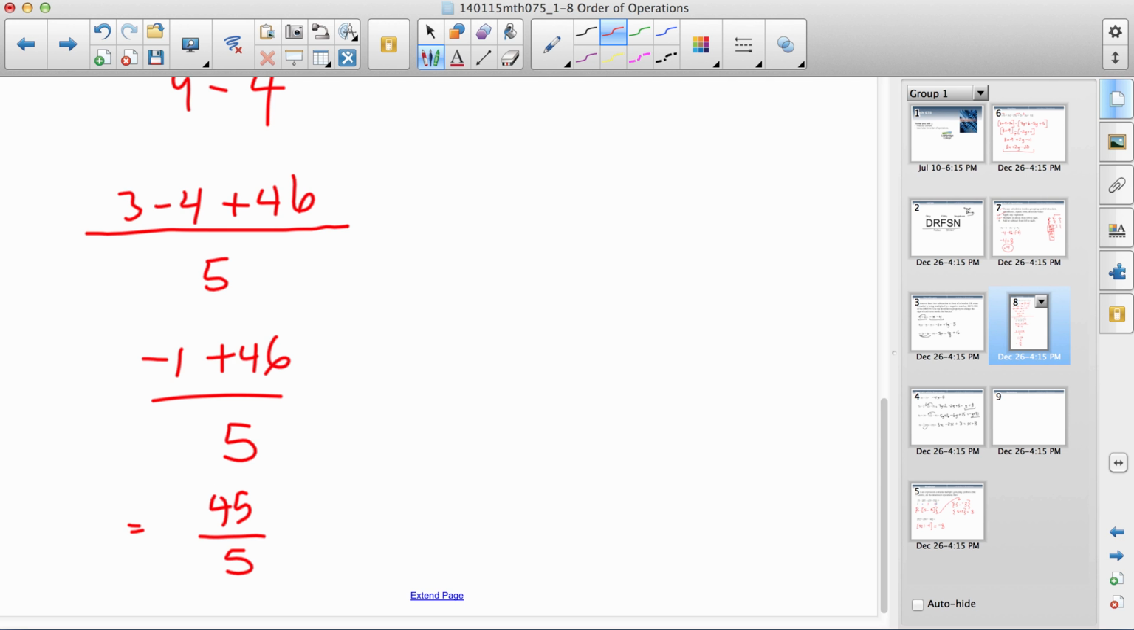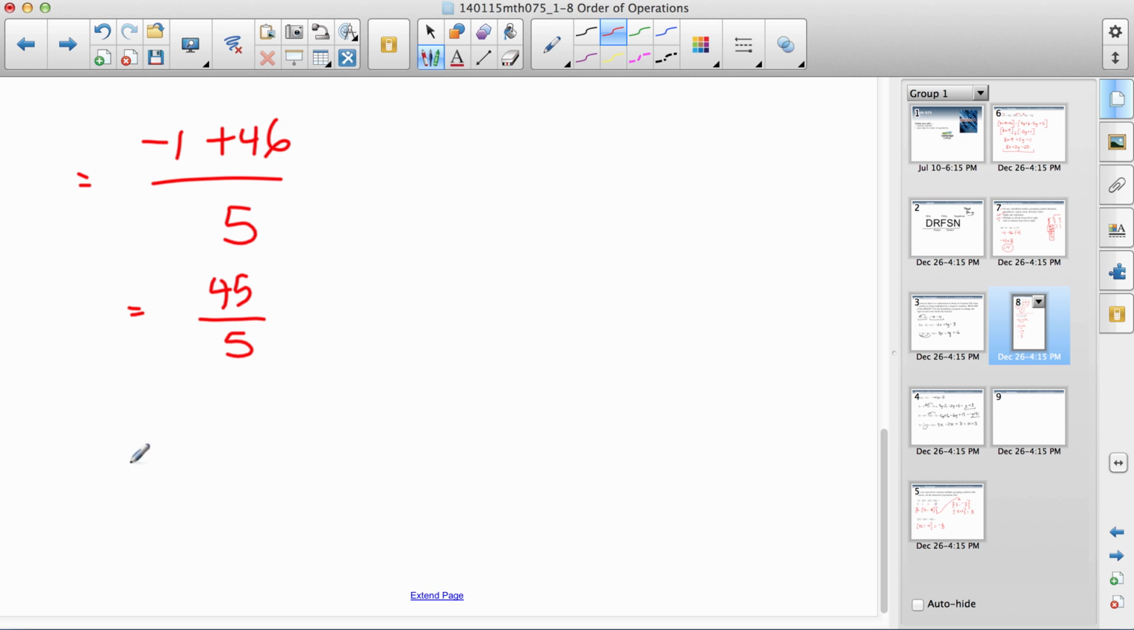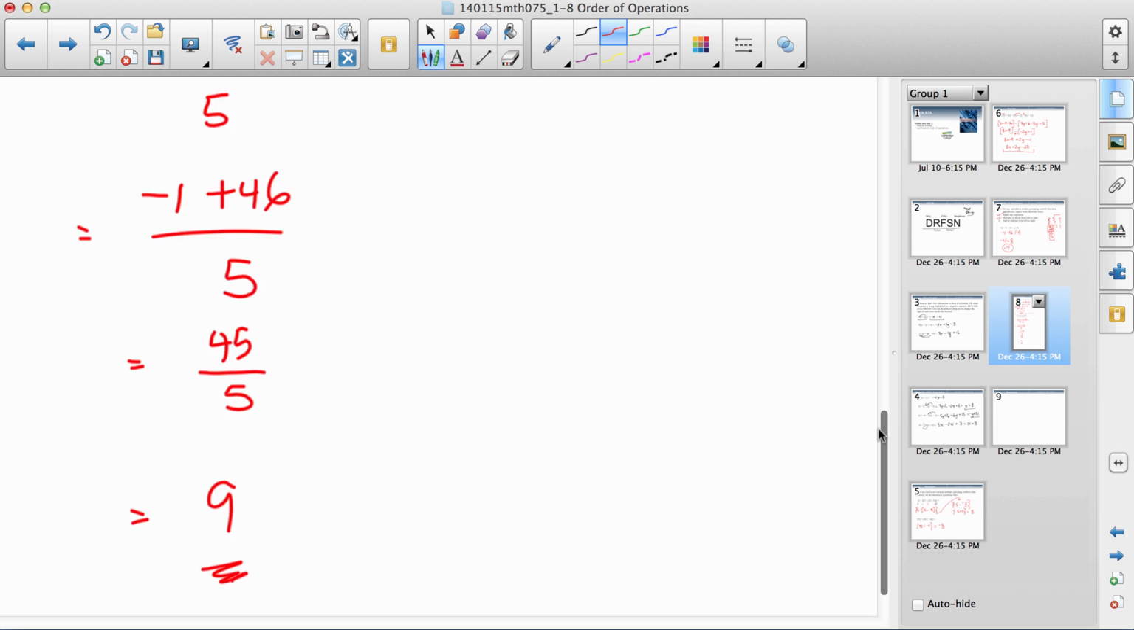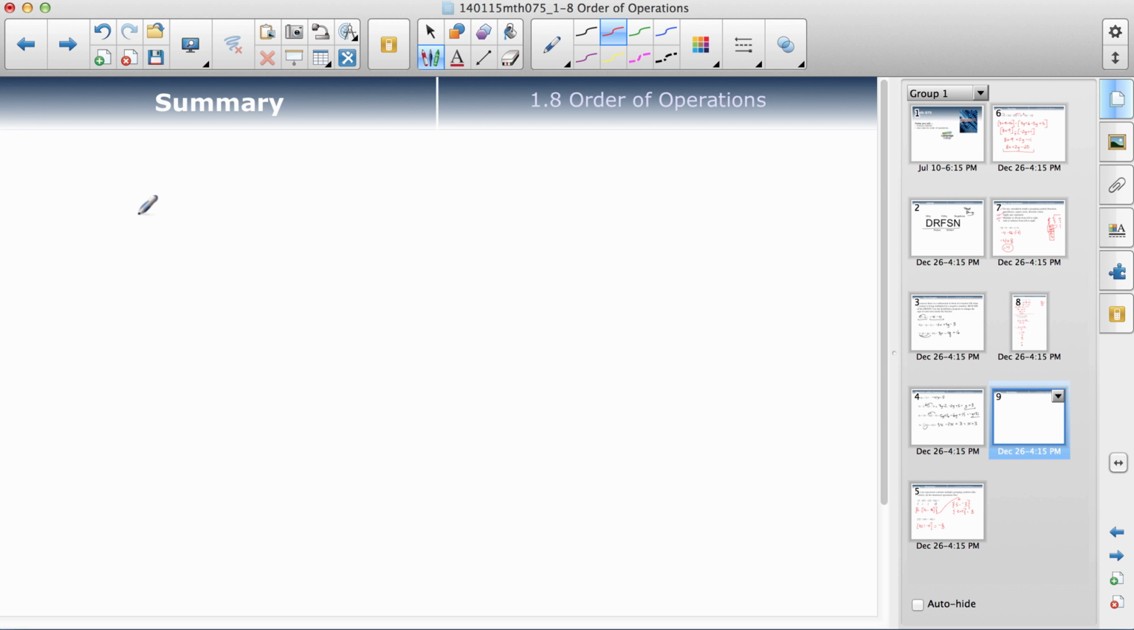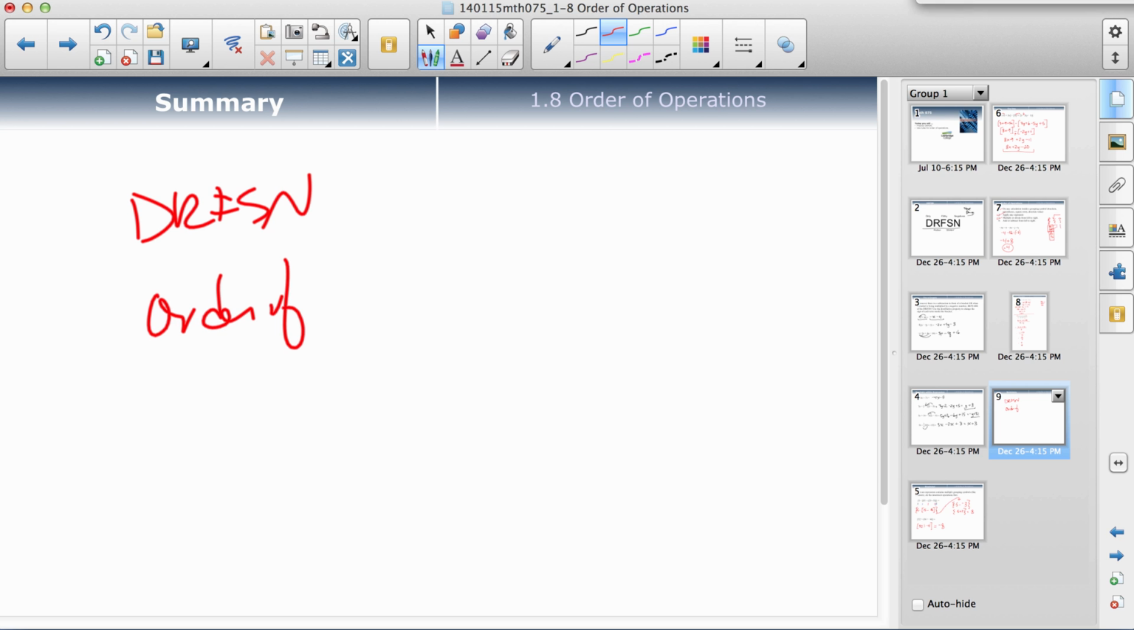I guess I could put equal signs beside each of these. And finally, 45 divided by 5 is 9. So 9 would be my answer to that question. Hopefully you got that. Careful with your negative signs, that's typically where you might go wrong. So in this Scrabble cast, we've looked at DRFSN, making sure we apply that negative sign to each thing in the brackets. And we've also looked at order of operations. Okay, so now time to go to class and practice some of those questions.